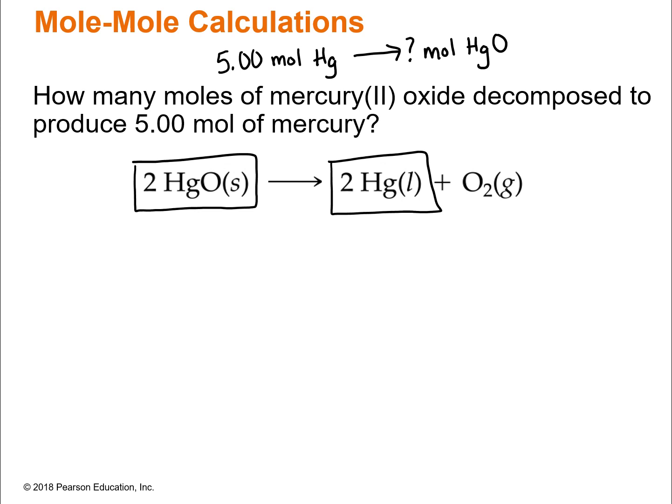All right. So we have our question set up. We have to write the mole ratios. We're looking at the relationship between mercury 2 oxide and mercury. You simply write what you see.